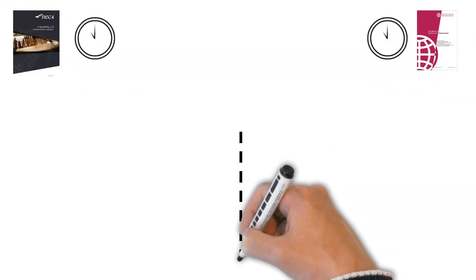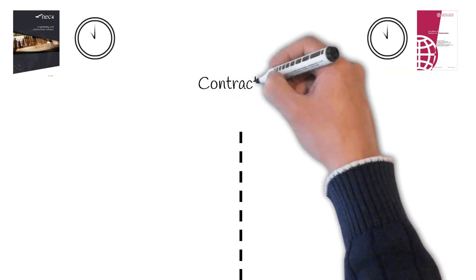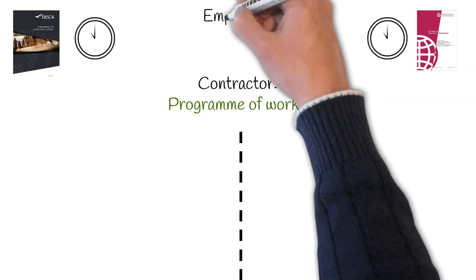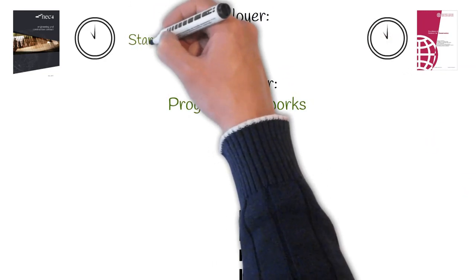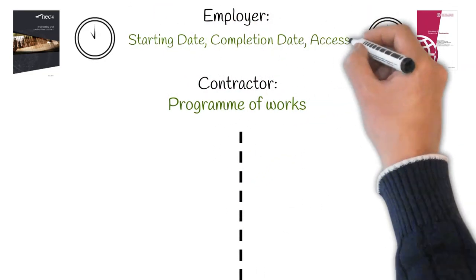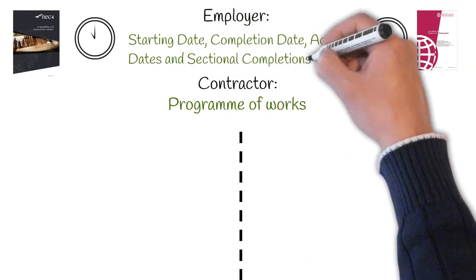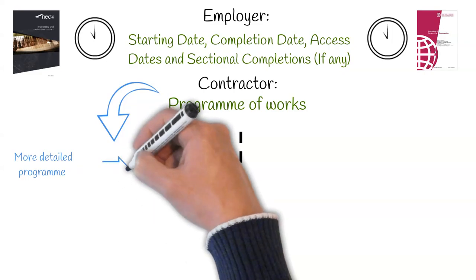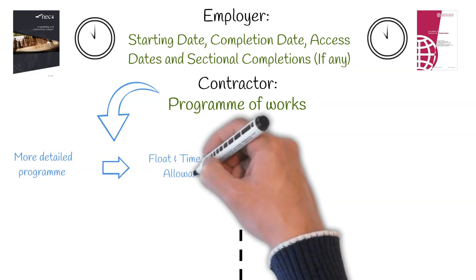Time. Both contracts require the contractor to submit a program for the works to be undertaken. Both contracts also require the employer to state a starting date, completion date, access dates, and any sectional completions. However, the NEC requires much higher level of detail, containing key concepts such as float and time risk allowance.